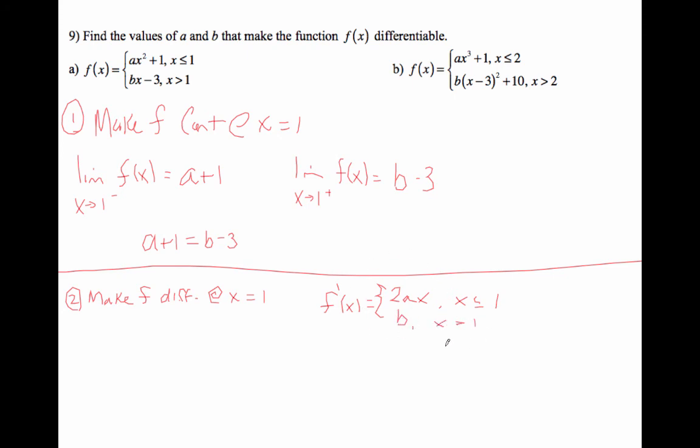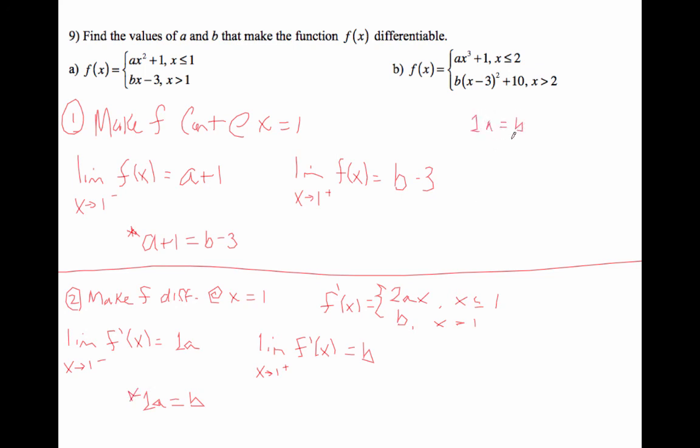Now let's take the limit of either side of 1 for this function. As we approach 1 from the left of this derivative, we get 2a, and the limit as x approaches 1 from the right of the derivative would be b. So to be differentiable, 2a has to equal b. Now I see why they gave us 2 variables, because we have 2 equations with 2 unknowns. So we'll solve the system.